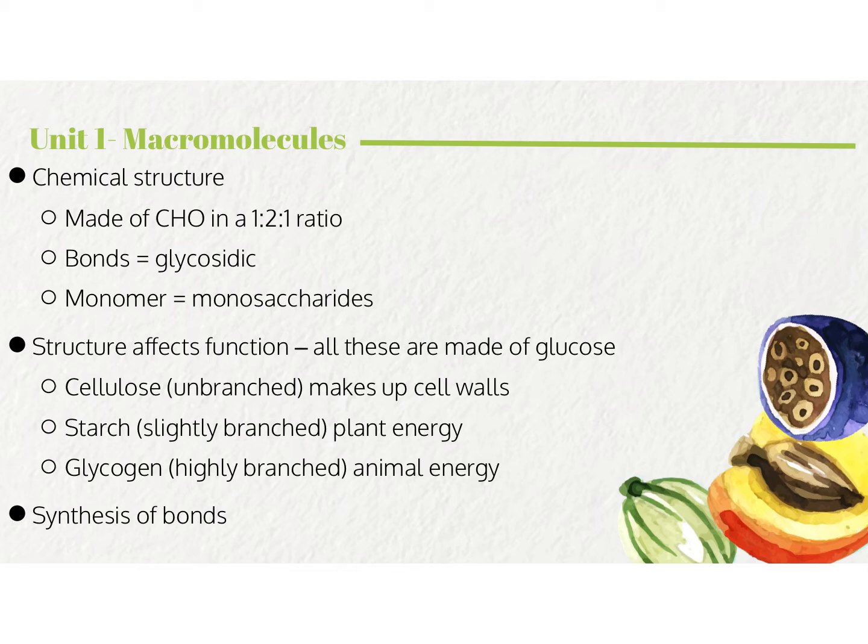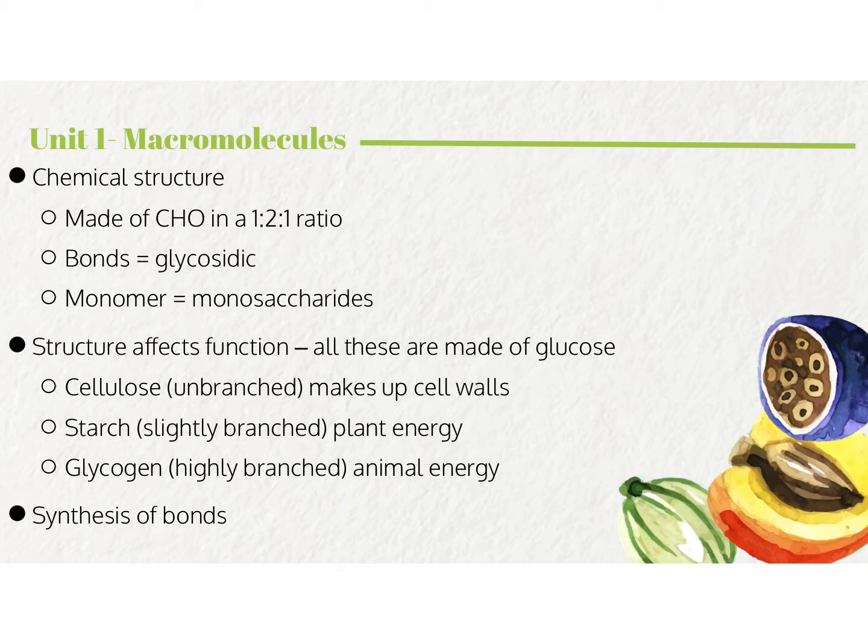So starting with Unit 1, macromolecules, we started the year by looking at the structure and function of carbohydrates. So we're going to focus on first the chemical structure of carbohydrates. So remember that they're made of carbon, hydrogen, and oxygen in a 1-to-1 ratio. And keep in mind that this oxygen right here is very electronegative, which means that when it's paired with the hydrogens, it's going to pull those electrons a little bit more and create those slight polar ends.